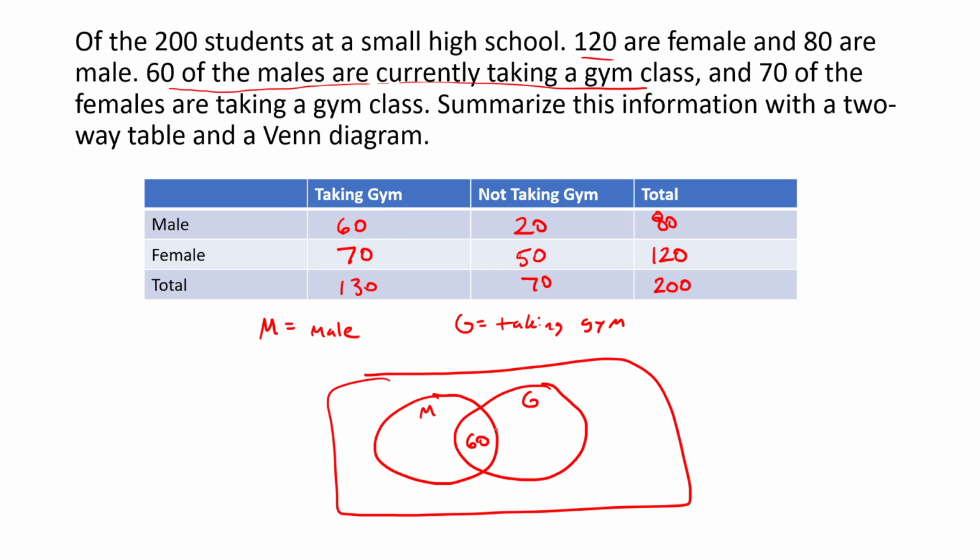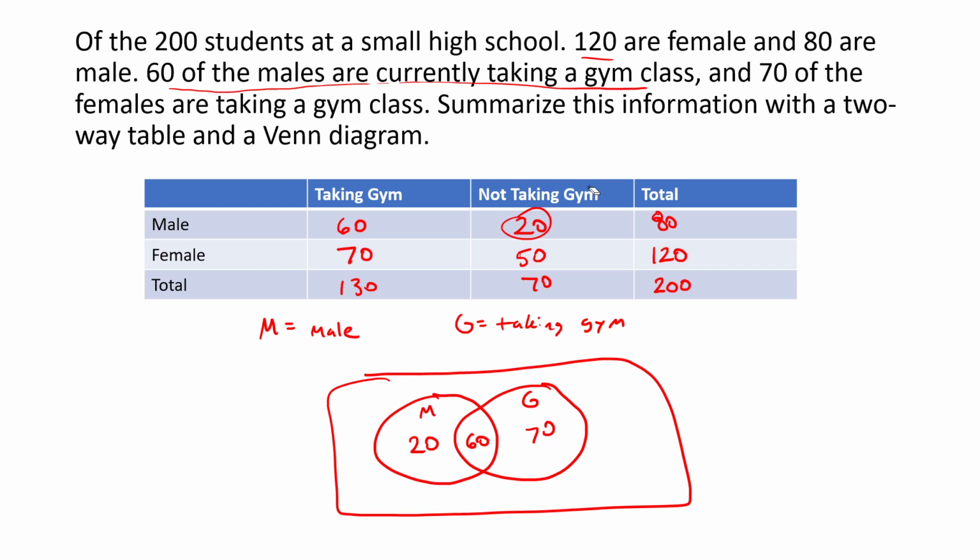Okay, of those, now, this is all the men. So who goes here? Well, that would be the males that are not taking gym, right? They're not in this circle, so that would be these 20 people. Okay, likewise, who would go over here? Well, that would be all the people taking gym that are not male, so the 70 females.